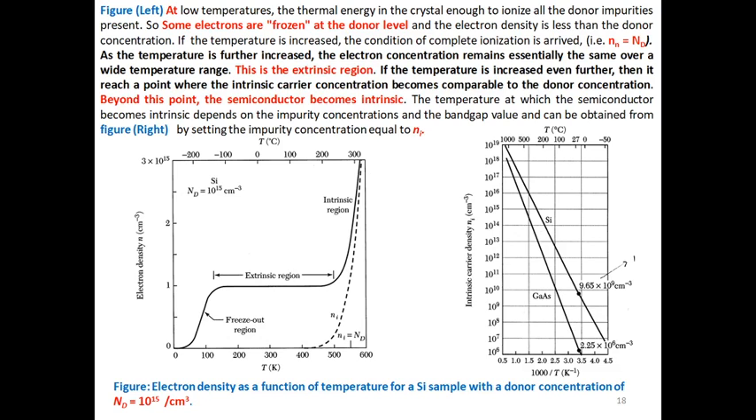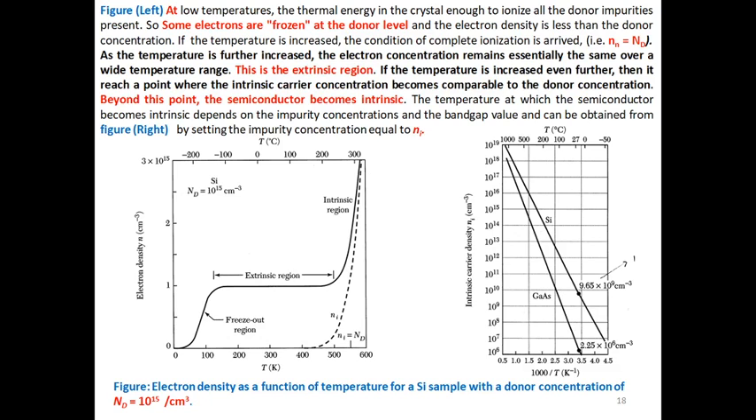If the temperature is less than 100 Kelvin, then at low temperature the thermal energy in the crystal is not enough to ionize all the donor impurities present in it, so the electrons are frozen at the donor level. Means in that region the electron density is less than the donor concentration. But as the temperature is increased from 100 Kelvin to 450 Kelvin, complete ionization arrives, and Nn is equal to Nd. Means in an n-type semiconductor the majority charge carriers are the electrons, and this becomes the same as the donor concentration Nd.